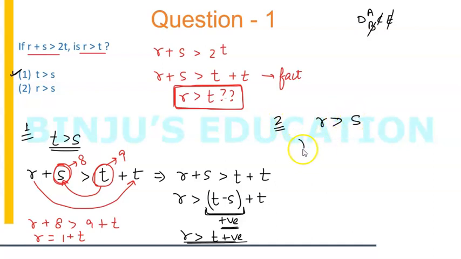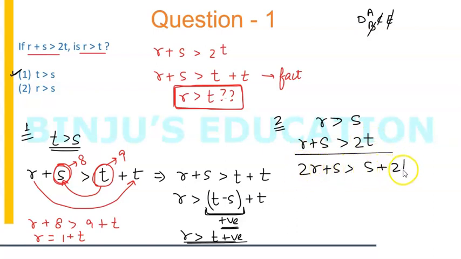And I already have r plus s greater than 2t. Add the two inequalities. So you will have 2r plus s is greater than s plus 2t. I can subtract s on both the sides. So I will get 2r is greater than 2t, which means r is greater than t.